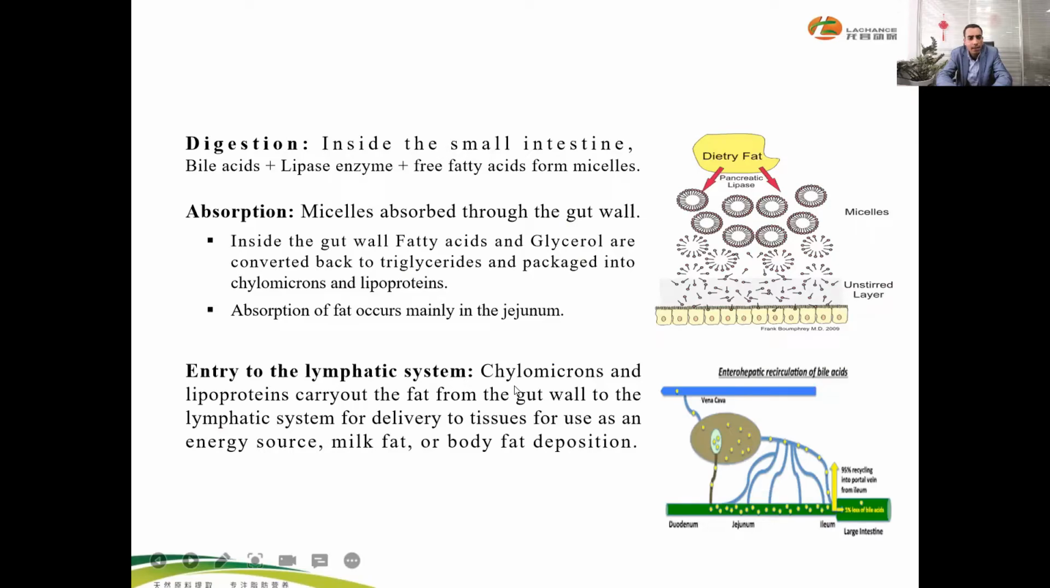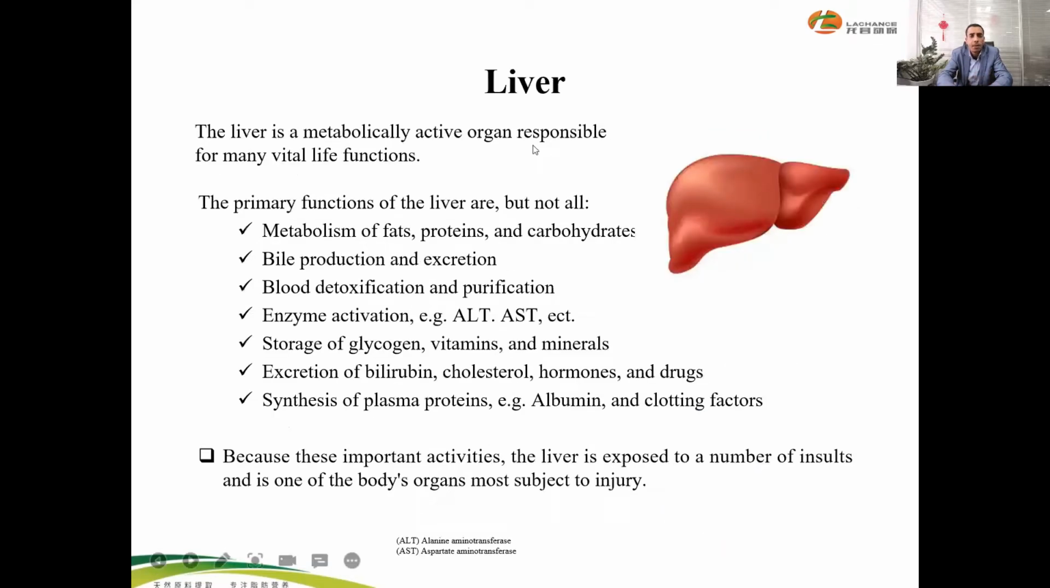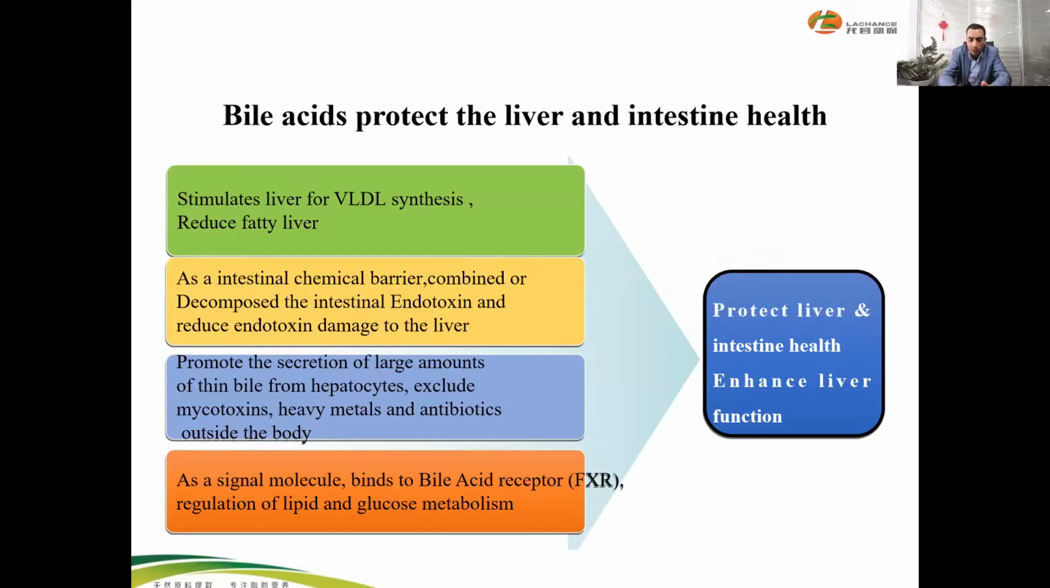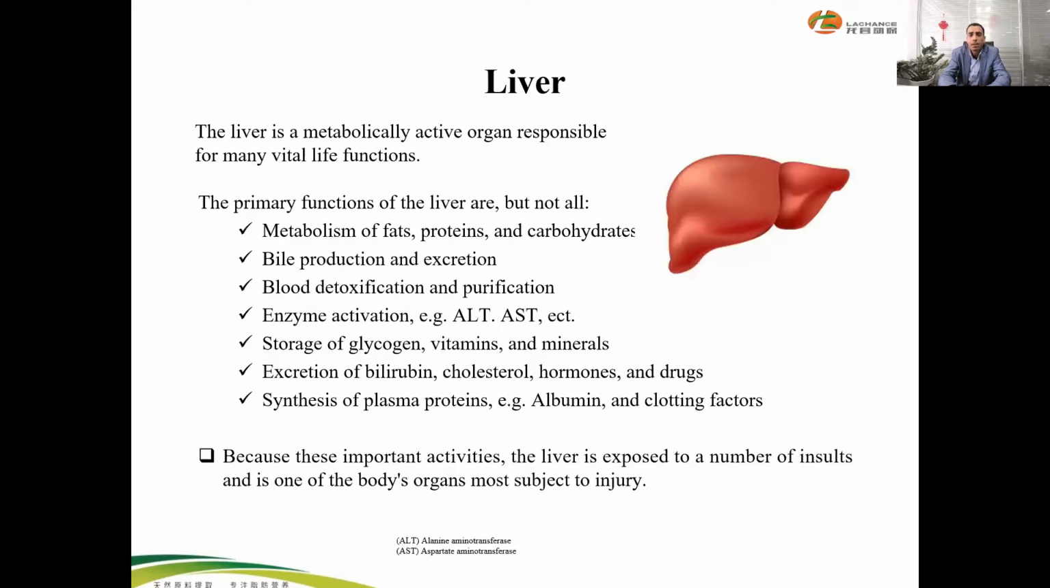And for the final step, how they can move from the gut wall to the lymphatic system, this is done by lipoprotein and chylomicron. This carries the free fatty acid from the gut wall to the lymphatic system and stores it. The bile acid is secreted and manufactured by the liver.